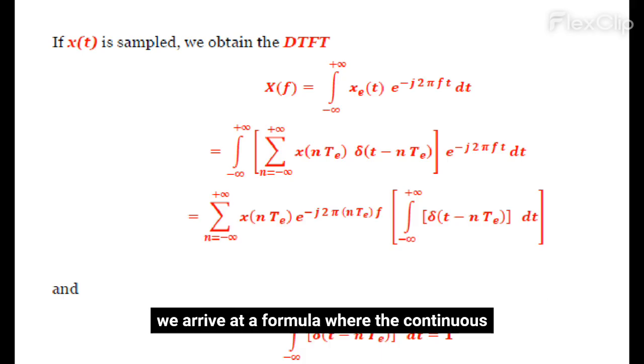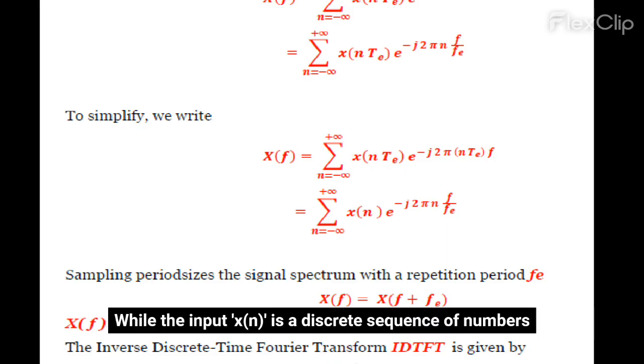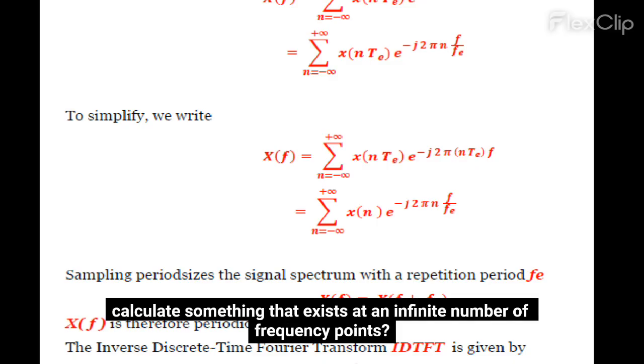We arrive at a formula where the continuous integral is replaced by a sum of the discrete samples multiplied by complex exponentials. The result of the DTFT is a spectrum that is periodic with the sampling frequency, phi. While the input x[n] is a discrete sequence of numbers, the resulting frequency f is still a continuous variable. This creates a problem for computers. How do you calculate something that exists at an infinite number of frequency points?